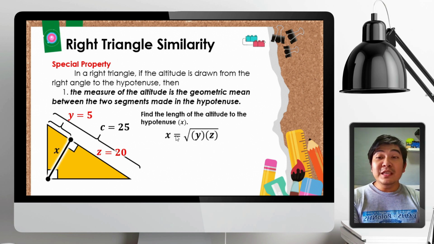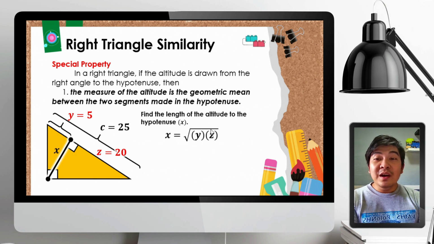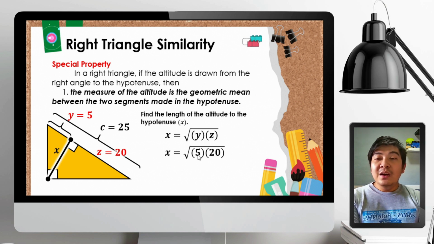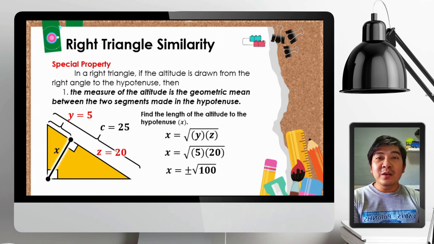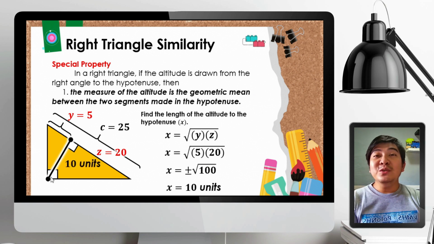So we will be using x is equal to the square root of the product of the two smaller segments y and z. So substitute natin. So we have x is equal to square root of 5 times 20. 5 times 20 is 100. Then, getting the square root, or the positive value of the square root, that will be 10 units. So therefore, the altitude measures 10 units.